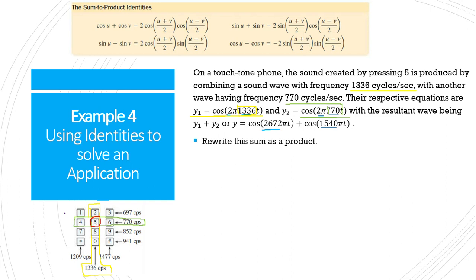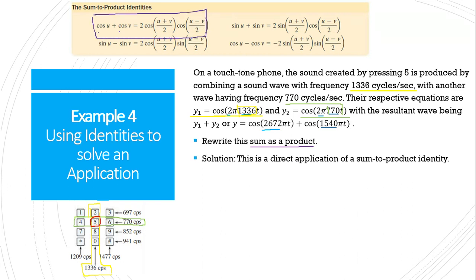So the goal is to rewrite this sum as a product. So I've got a cosine plus a cosine. I need to rewrite this sum as a product. Looky here. The first identity will do it for me. So let's directly apply it. u is going to have to be 2,672 pi t. v is going to have to be 1540 pi t, just because that's the order they come in.